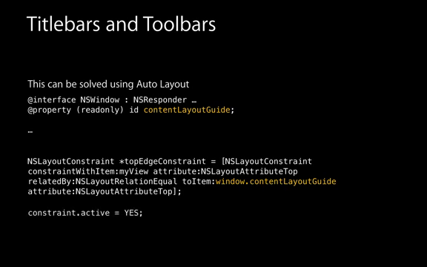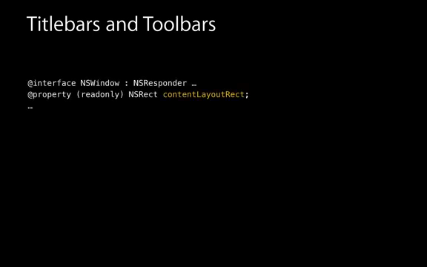If you're not using auto layout, we have a new API in Yosemite on layout constraints called the active property, and you can now install a constraint just by setting it to be active. You don't need to find a common ancestor to add the constraint to. In this case, the content layout guide doesn't necessarily have a common ancestor, and this API takes care of it for you. If you're not using auto layout, we have another property for you called contentLayoutRect, and that's just an NSRect that represents the unobscured area of the window.